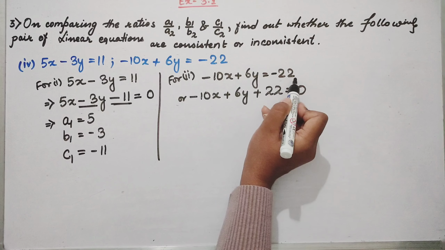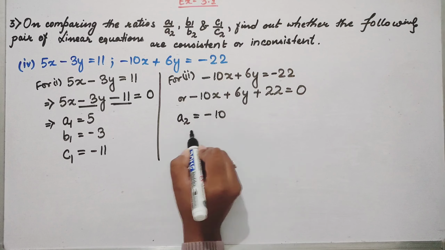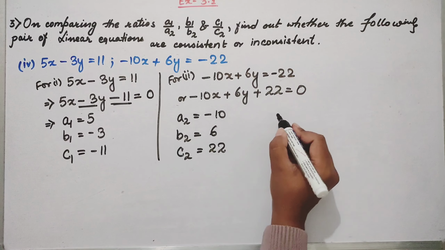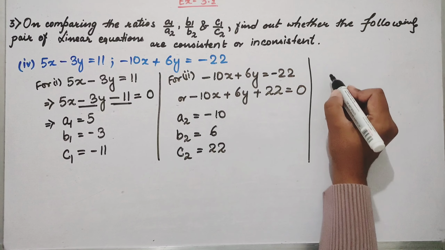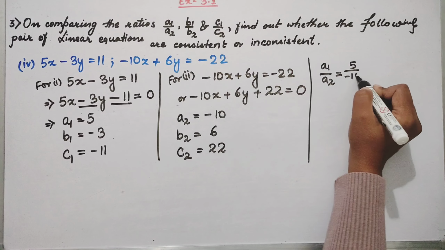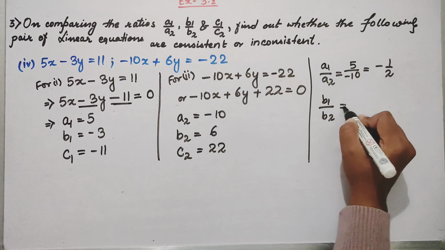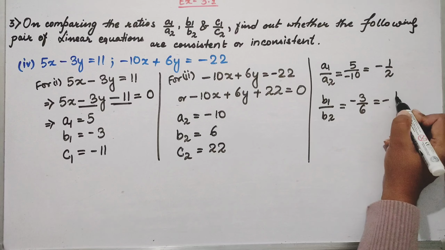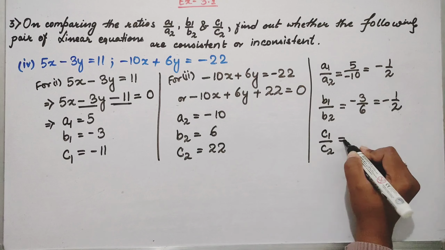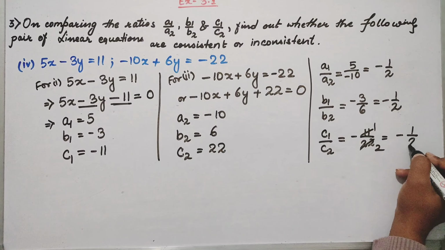When it moves from RHS to LHS, the sign will change. Here we can see a2 equals minus 10, b2 equals 6 and c2 equals 22. Now let us check. a1 by a2 is 5 by minus 10, which is minus 1 by 2. b1 by b2 is minus 3 by 6, again minus 1 by 2. c1 by c2 is minus 11 by 22, which is again minus 1 by 2.